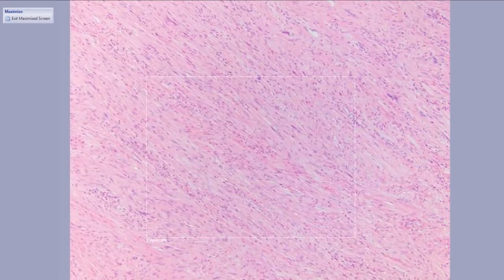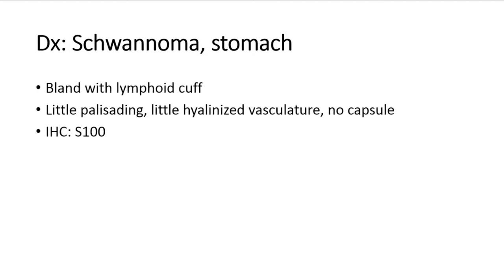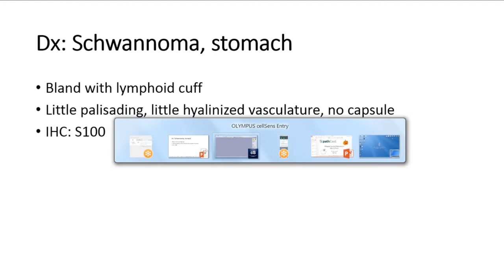You don't tend to see prominent highlighted vasculature, but you do usually see the lymphoid cuff in greater than 90% of cases. And of course, it will be S100 positive, which is going to confirm your diagnosis of a schwannoma in the stomach. And one other thing to point out, these do not have a capsule in the GI tract, unlike their soft tissue counterparts, but they're close enough and they're S100 positive, so we still call them schwannoma.